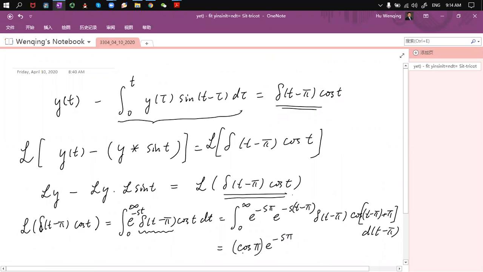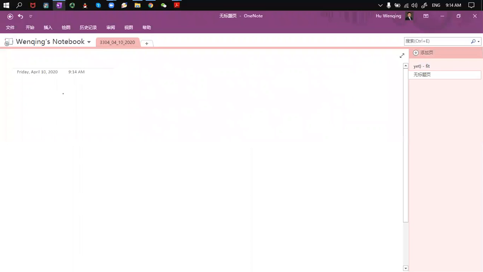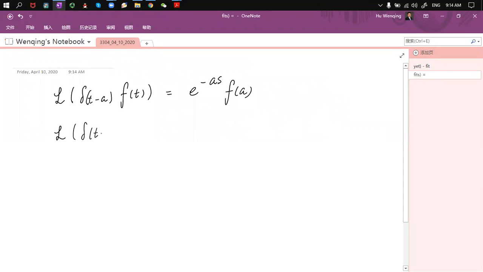This is kind of very important. It's telling you that the Laplace transform of delta of t minus a multiplied by f of t is equal to e power minus as multiplied by f of a, right? In the previous table, you just have the Laplace transform of delta t minus a is equal to e power minus as, but you usually forget, you are kind of hidden by this line.